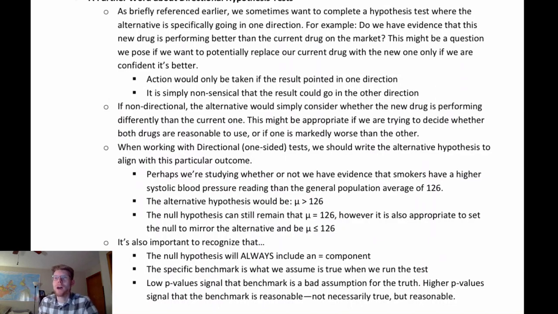So a low p-value is going to signal that this benchmark is a bad assumption for truth. Higher p-values signal that the benchmark is reasonable, not necessarily true, but reasonable. That's still kind of staying the same. But just be aware of this notation moving forward, that we're going to be using it in a practice problem coming up.